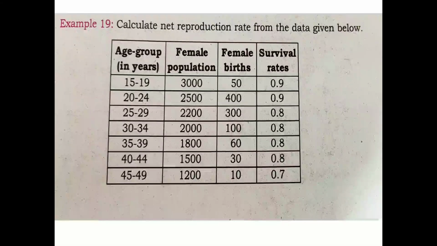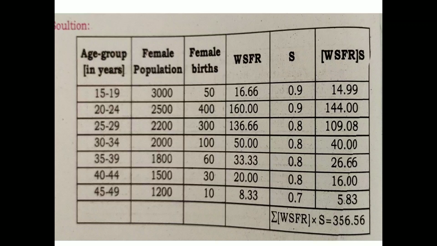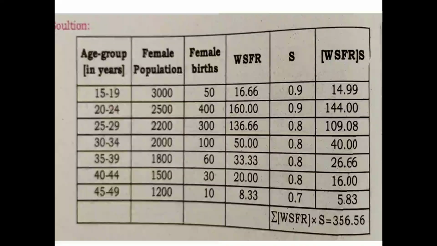So we'll move into the solution now. Here two extra columns you need to add. First the age group, next we have to calculate female population, then WSFR. Previously we used to calculate for GRR, WSFR, same columns but two extra columns, that is WSFR and WSFR into S. Now first calculate WSFR. Already you know how to calculate WSFR, so go on calculating WSFR, but don't calculate sum of all WSFR in NRR.